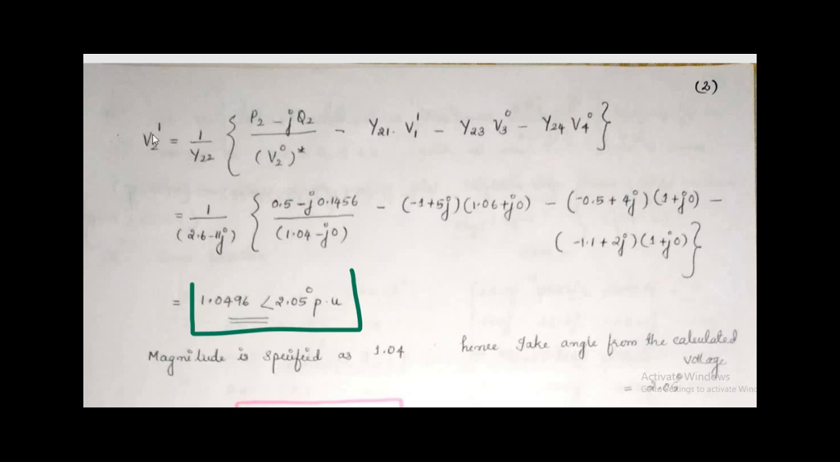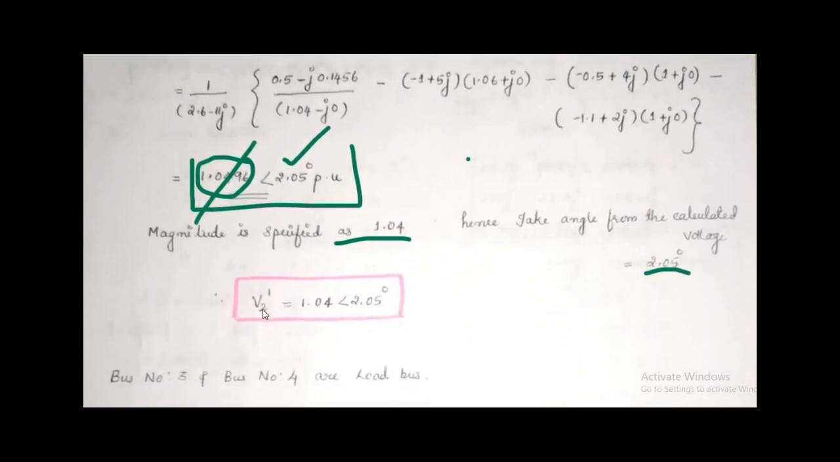Now tell me, is the voltage of the second bus equal to 1.0496 angle 2.05? No. Why? Because the magnitude here is 1.0496. Do we need to calculate the magnitude of the second bus voltage? No, because the magnitude is specified as 1.04 itself. So you can neglect this magnitude and take the angle from the calculation, that is 2.05. Take the angle from the calculated voltage, that is 2.05. So the voltage of the second bus is equal to 1.04, which is a specified value, and 2.05, that is the angle, which is the calculated value. Hope this is clear to you.